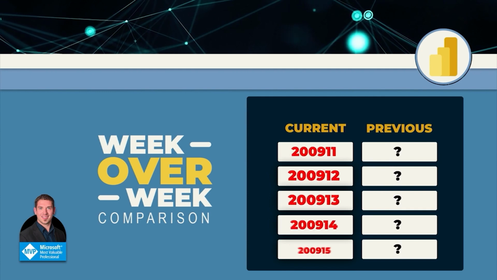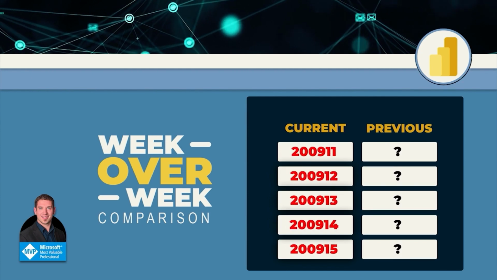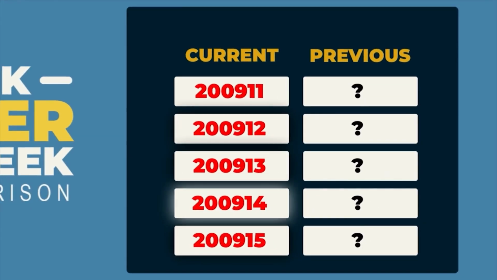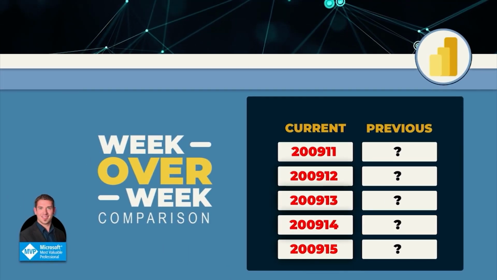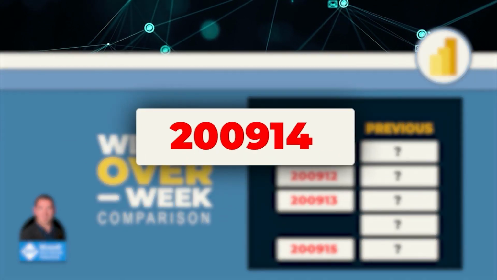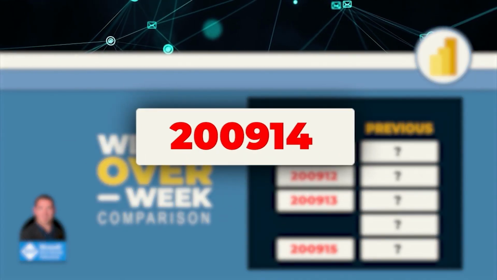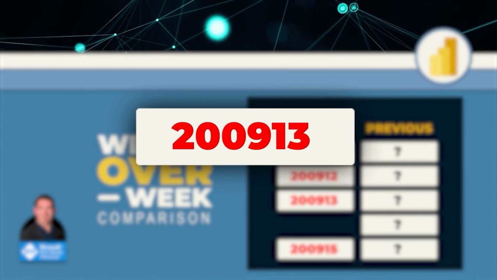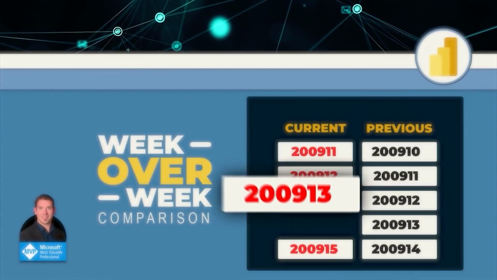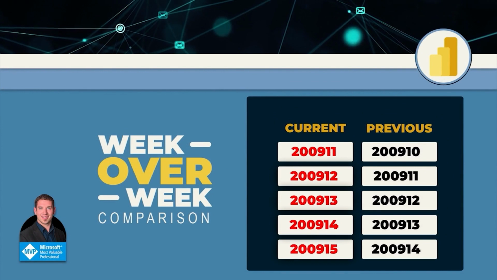Let's focus, for example, on week number 14, where we have a specific value. In this case, we just want to get the value of the previous week. In order to get it, we have to subtract 1 week. So from week 14 minus 1, we will get the value of week number 13. That's also a very common way to do it.